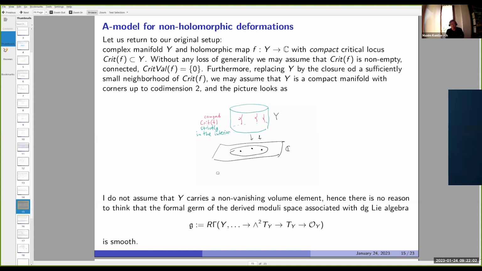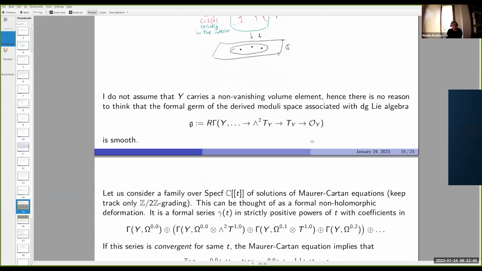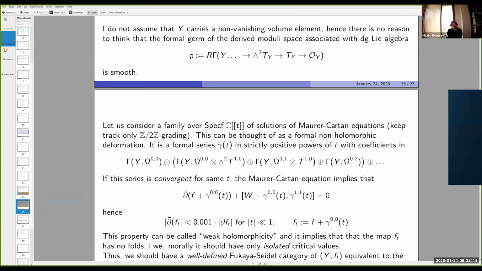Here I don't assume that this Y carries a non-vanishing volume element. It was a technical condition necessary for unobstructedness, but if I don't assume that, it's not relevant to what I was talking about. There's no reason to think that the formal germ of the derived moduli space associated to the DG algebra, like we considered in my first lecture, is smooth. So you get these differentials given by commutator with a function. But still, because the critical locus is compact, this commutative algebra forms a finite dimensional space. You get a finite dimensional DG formal stack.